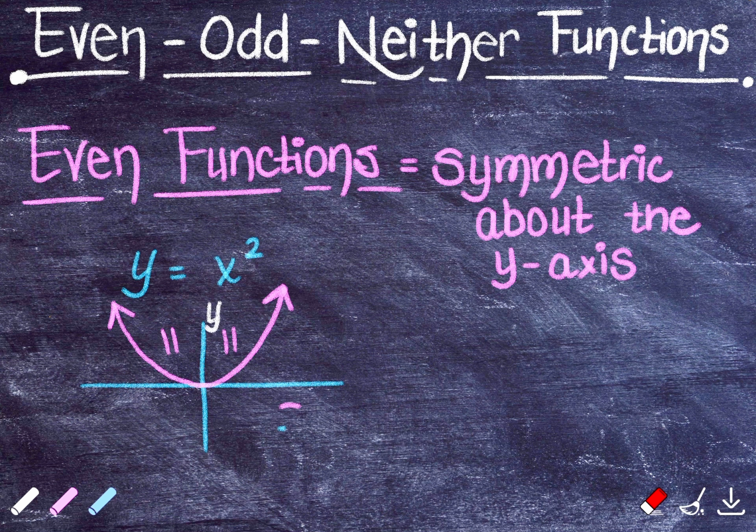This is the y-axis or f of x axis, and this is the x-axis. So as you can see, if we fold the function, it is going to symmetrically fold about the y-axis. Hence, these functions are called even functions. Let us see some more examples.